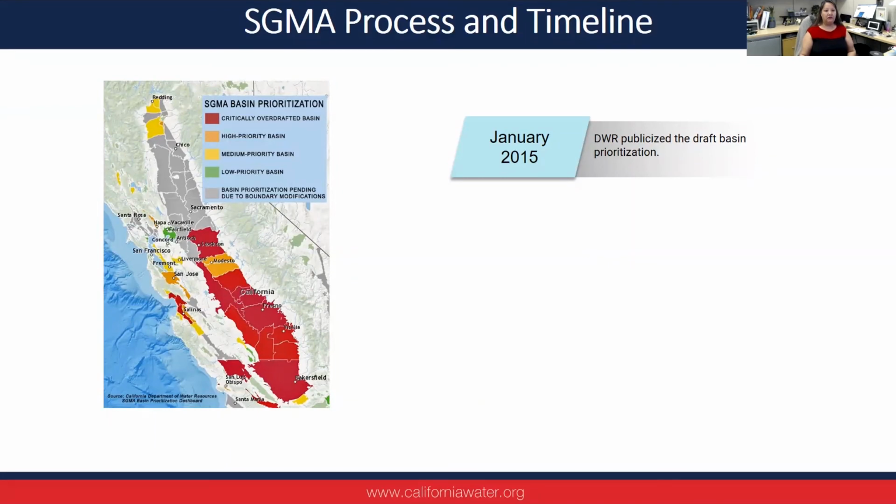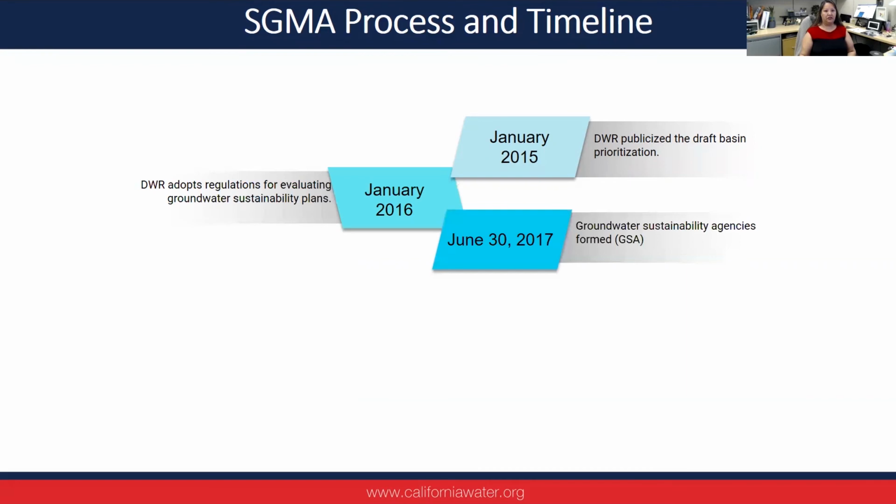And so as you see from the map, we have multiple colors representing the different levels of overdraft that had occurred over years. The ones that are in red are critically overdrafted, and then the kind of orangey are high priority, then you have low priority and medium priority, because their groundwater levels are not as in danger as the overdrafted ones. So in 2015, this map was developed and determined the prioritization.